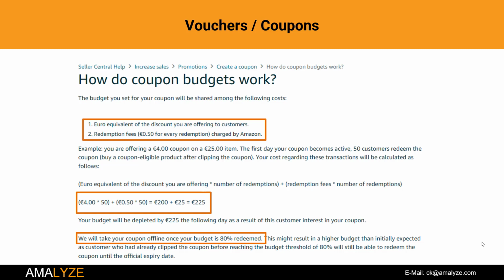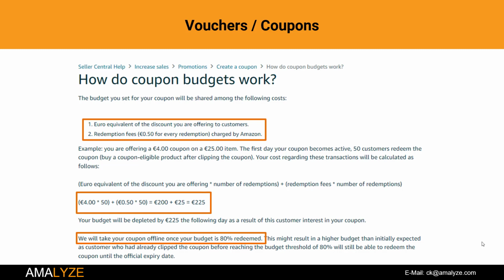Okay, so how the coupon budget is working, just on the sites that we have talked about it. I have talked about the 0.5 euro or dollar for every redemption. You have to pay that and your own offer, so your own discount, and we will take your coupon offline once your budget is 80% redeemed. That is a little scenario you also have to keep in mind when you're setting up your budgets.